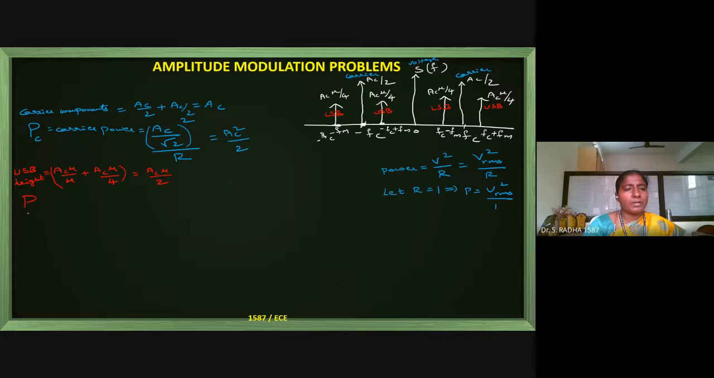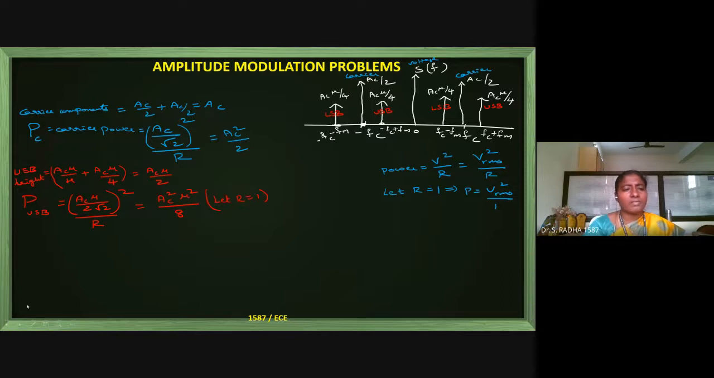Now I will calculate the power in the upper side band, which becomes the maximum height divided by root 2, whole square, divided by R, voltage square divided by resistance. If I take R value equal to 1, this will become Ac square mu square by 2 square, which is 4, root 2 square is 2, 4 into 2 is 8. This is the upper side band power. Okay, so here we are assuming R equal to 1.